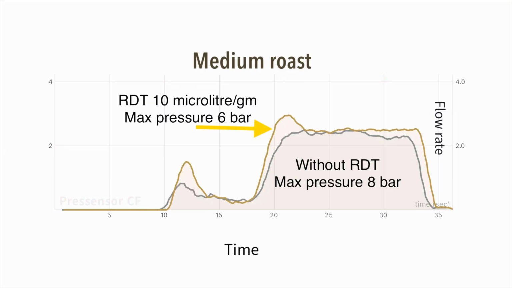The extraction times were similar, but this was achieved at a lower pressure of a maximum of 6 bar, compared to 8 bar without the RDT. The flavor was more complex, but with less body.